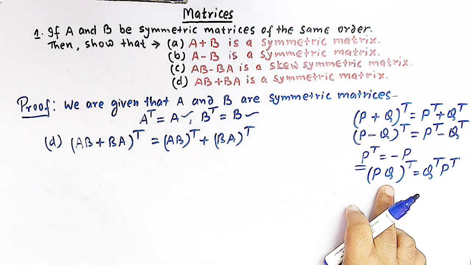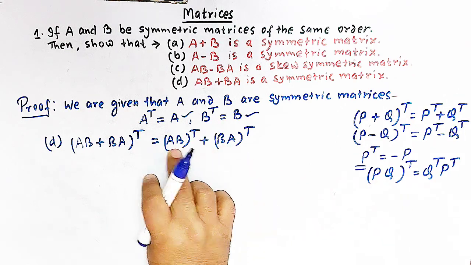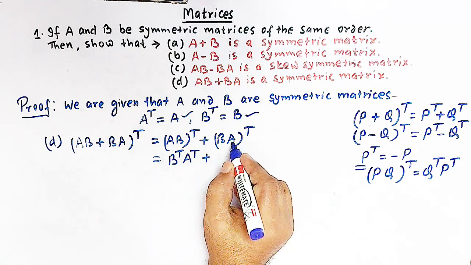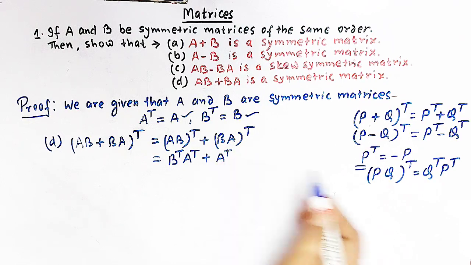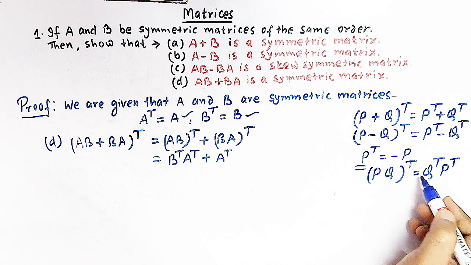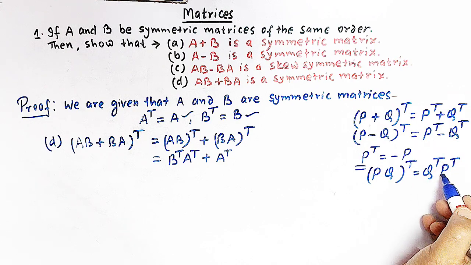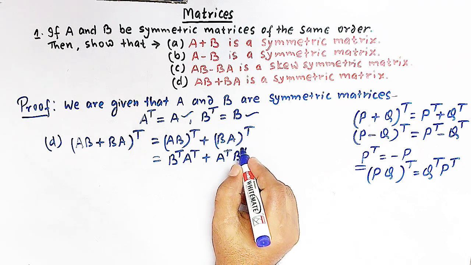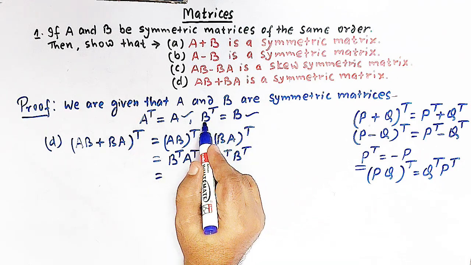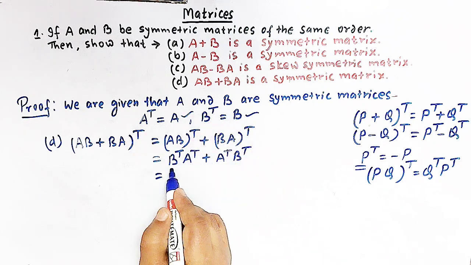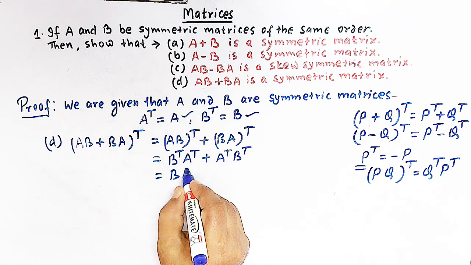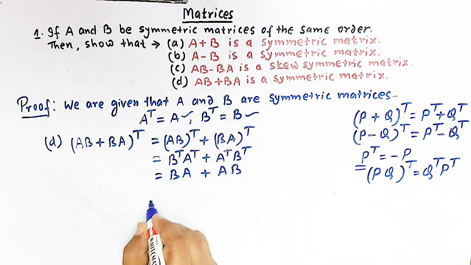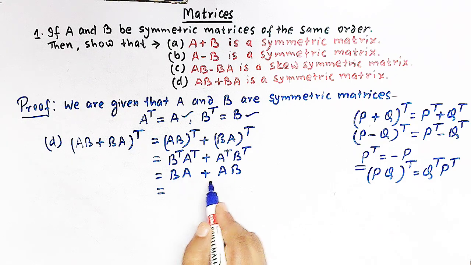Again using this reversal law to simplify these two terms, we can write B transpose and then A transpose, plus then first we write A transpose, because the transpose of PQ is equal to the transpose of Q and then the transpose of matrix P. So first we write AT, then BT. Now here the matrix B is a symmetric matrix, so BT is equal to B and AT is equal to A. So now we have BA plus AB.